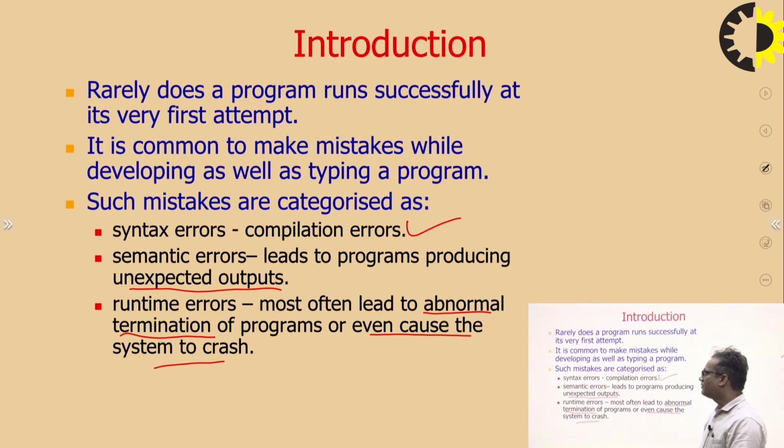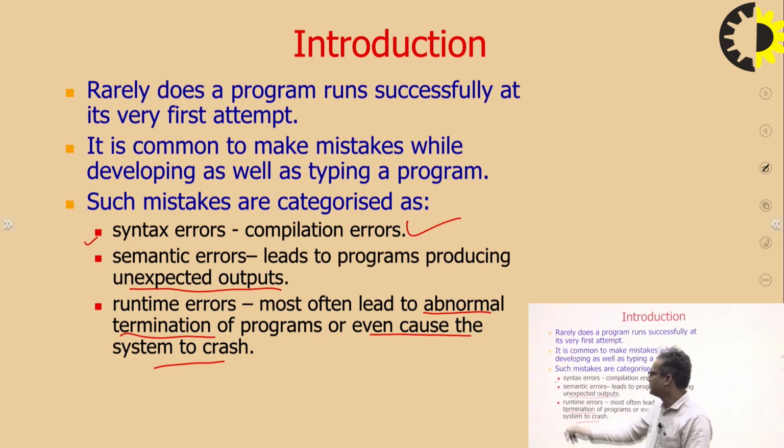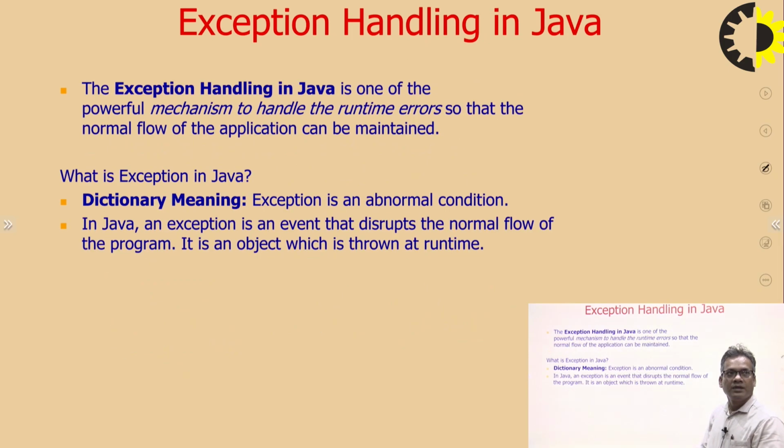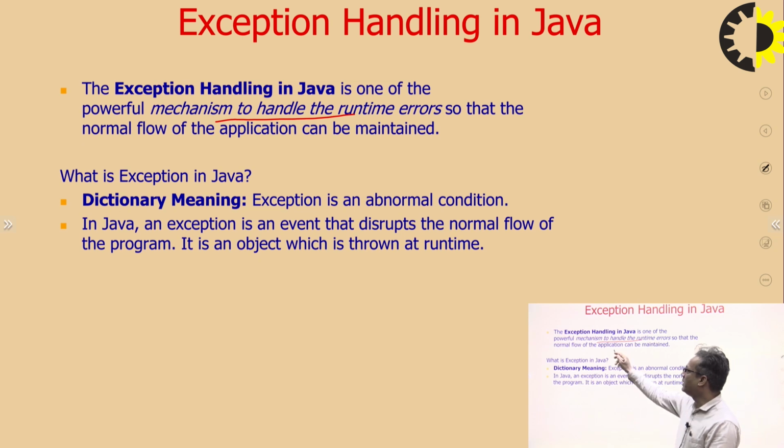So we have categorized these mistakes in three categories. First is syntax error, second is semantic error, and third is runtime errors. Here in this topic we are basically discussing the third category, that is runtime errors. Exception handling in Java is one of the powerful mechanisms to handle runtime errors so that the normal flow of the application can be maintained.